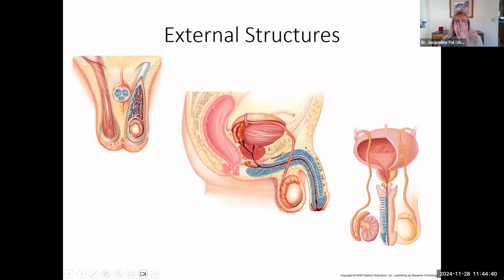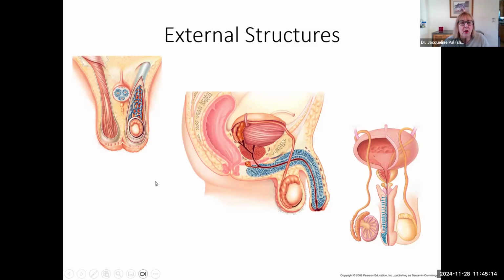The middle picture is a midline almost view, not quite a midline, but almost a midline view cut through the pelvic area, showing you contents of one scrotum as well as the penis, as well as internal organs. And then this picture on the right is just showing you the male reproductive organs with everything else removed. Also showing you the urinary bladder, of course.